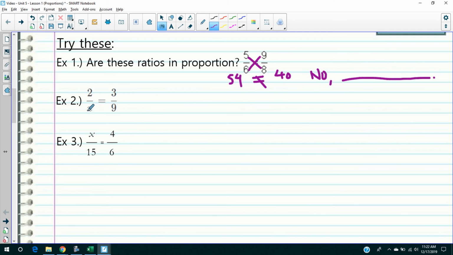Now, you have to find the letter x. 2 times 9 is 18. 3 times x is 3x. So, in other words, 3 times what gives you 18? Right, divide. 18 divided by 3 is 6. Okay, one last one. You have to find x. 4 times 15 is, what is that? Right, 60. So 6 times x is 6x. So 6 times what gives you 60? That's right, 10.